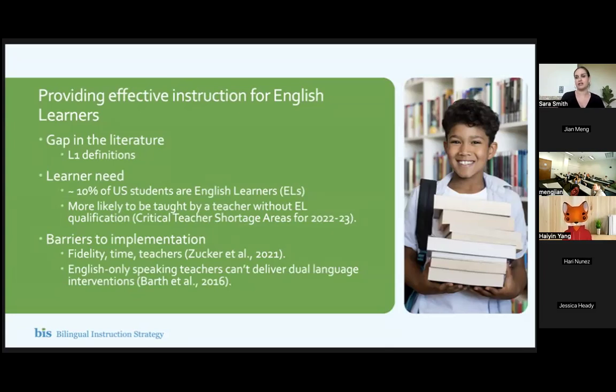We see barriers around intervention fidelity, in particular related to time or teacher resources. And we also have barriers related to creating dual language interventions that we then ask the majority English-only speaking teacher population to deliver. So we have a really pressing need to be innovative and figure out, okay, what would be the most robust evidence-based instruction that we could deliver, and how can we deliver it?